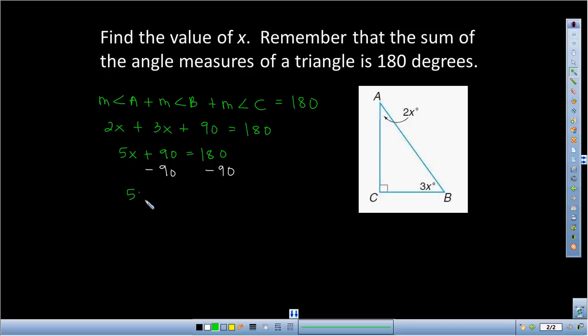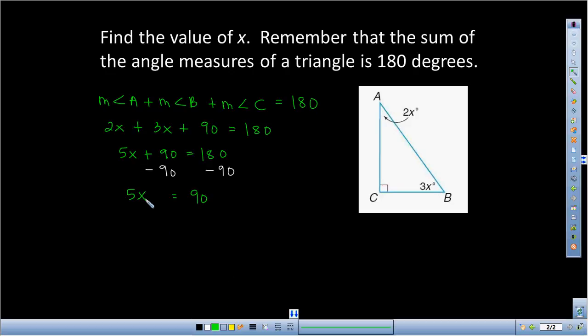That gives us an equation of 5x added to 0 is equal to 90 degrees. 5x add 0 is just 5x, so I left off the 0 here. But just remember that the additive identity tells us that any value added to 0, that value stays the same.